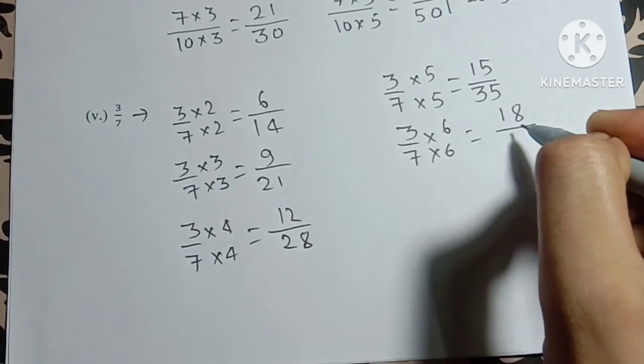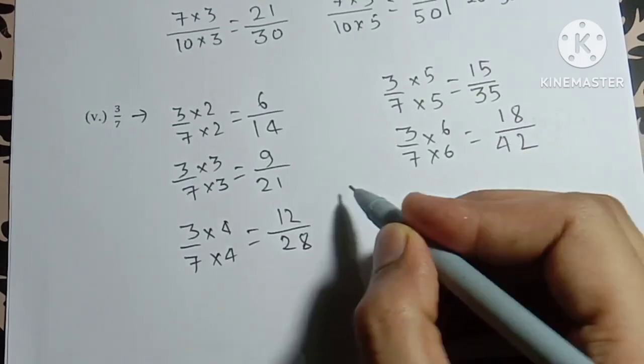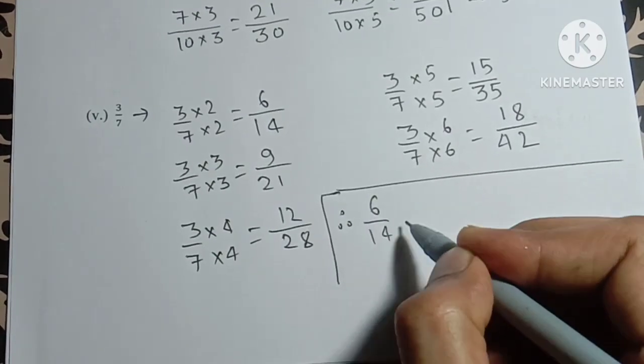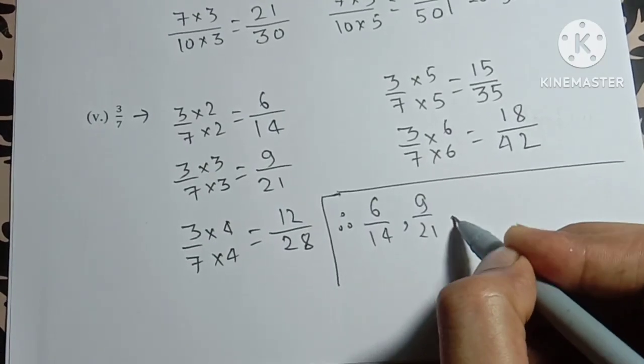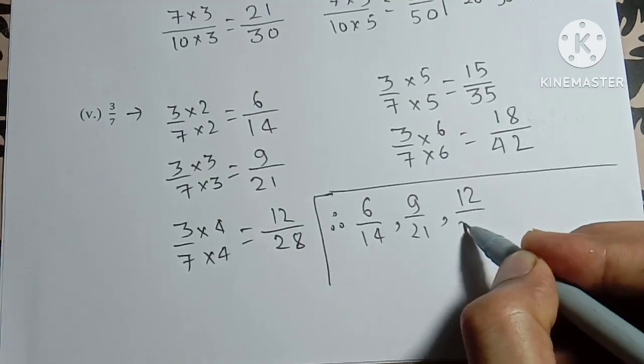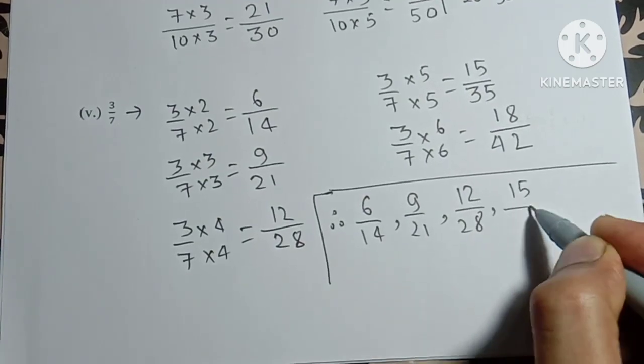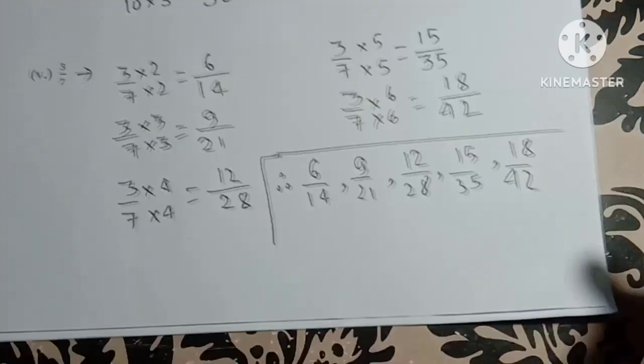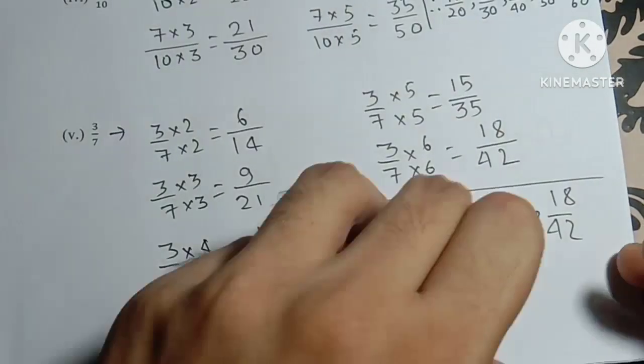So 18 by 42. In a summarized way, we can write that the fractions 6 by 14, 9 by 21, 12 by 28, 15 by 35, and the last one 18 by 42 are the equivalent fractions of the given fraction 3 by 7. Moving forward towards the sixth question.